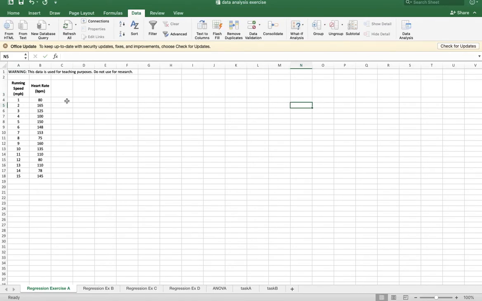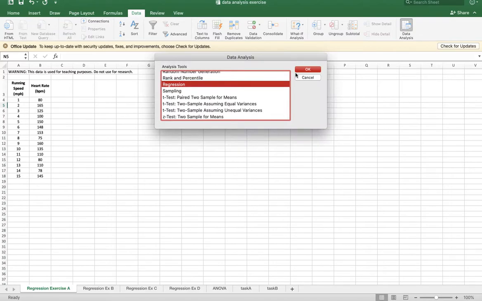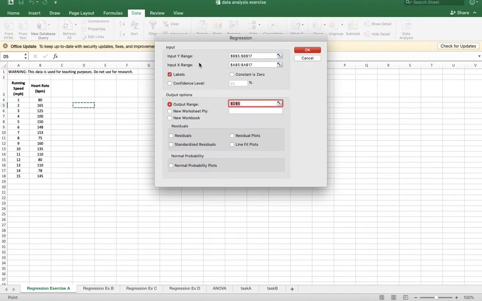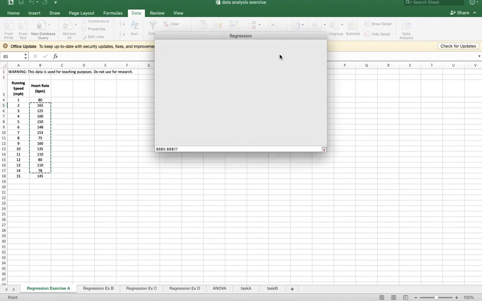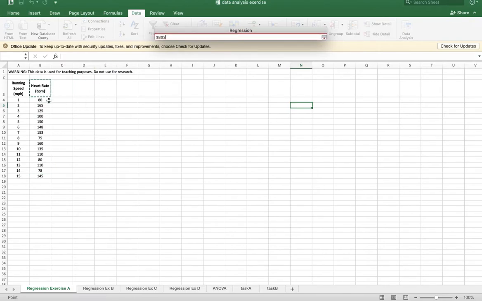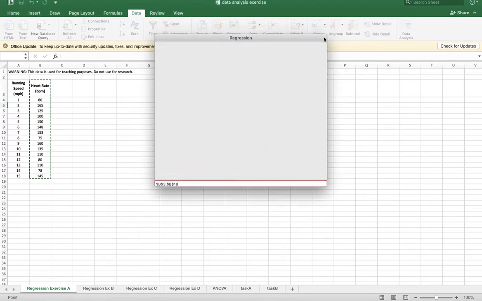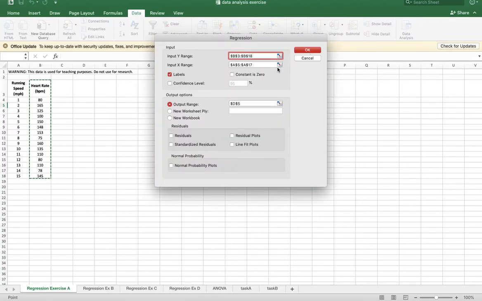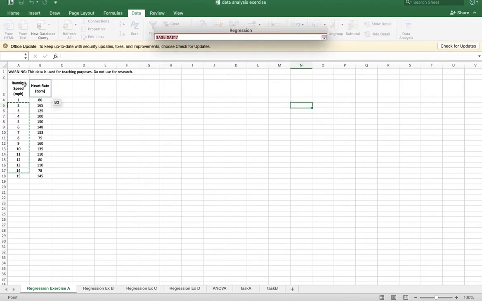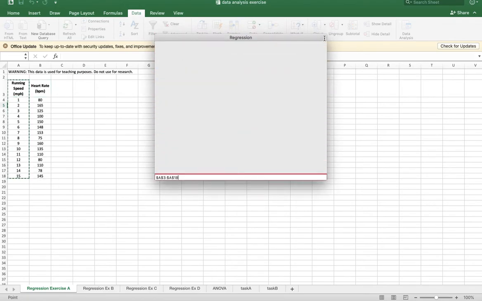In order to do the analysis, you are required to do a regression analysis of these two sets of data. Press data analysis, then find regression. Your input Y range is usually the one on the right hand side, which in this case is your heart rate. And your input X range is usually your running speed, which is on the left hand side of the table.